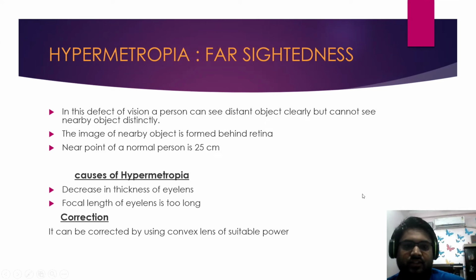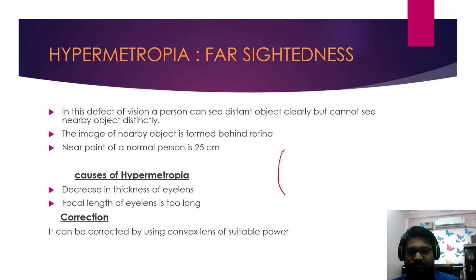Hypermetropia is also known as farsightedness. In this defect of vision, we are able to see the distant object distinctly, but we cannot see the nearby object clearly. It happens because the image forms, in this case, beyond the retina. The reason for this is that there is a decrease in the thickness of the lens, due to which the focal length of the lens increases.